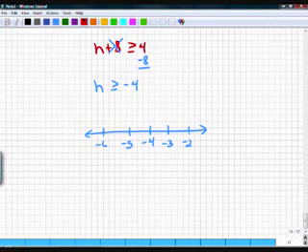Okay, before we start putting things on our number line, again, I want you to understand why you do the things you do on your number line. Could H be 0? Why?